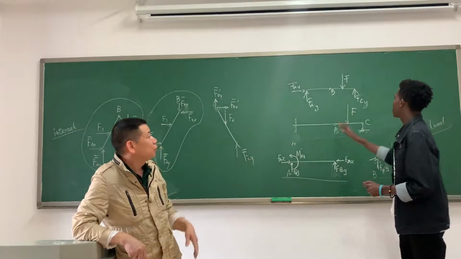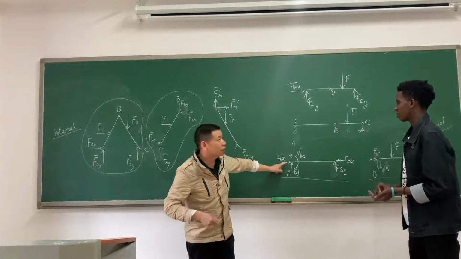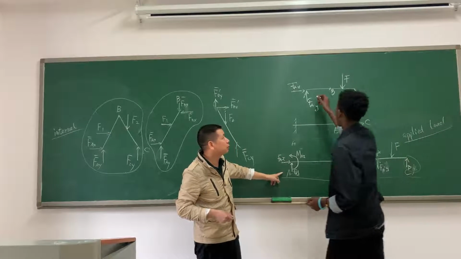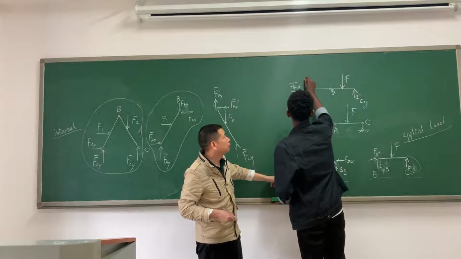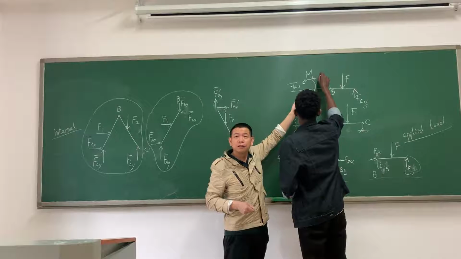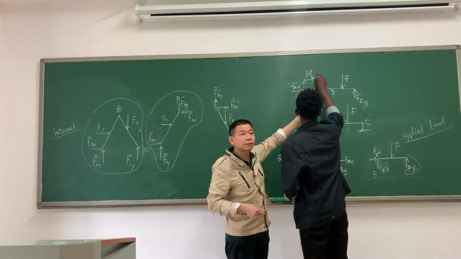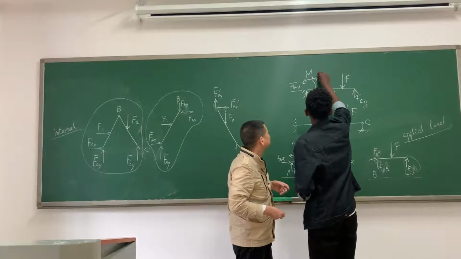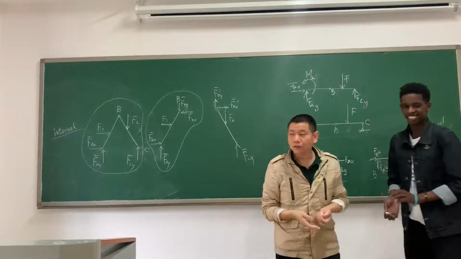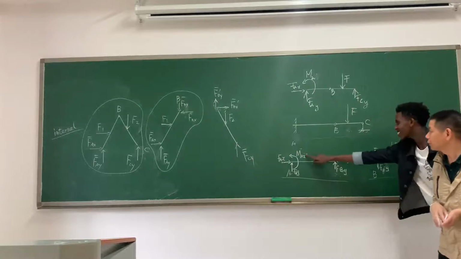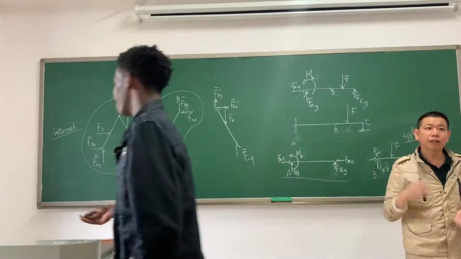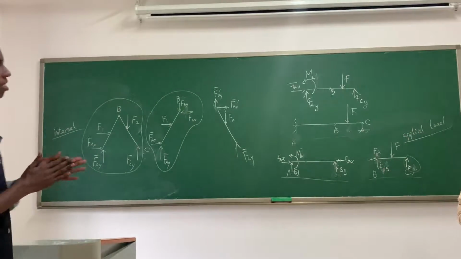Yeah, now. What kind of supporter at point B, at point A? What kind of supporter? Fixed supporter. Yes. Now it's right. It's excellent. No X. Go down. Yeah, no X. Now it's right.